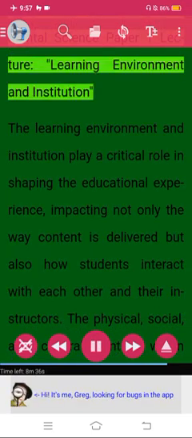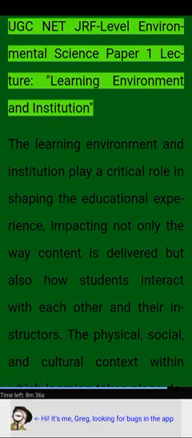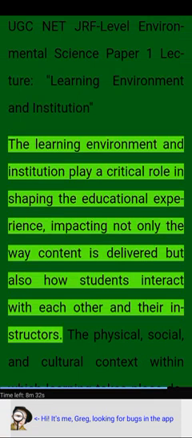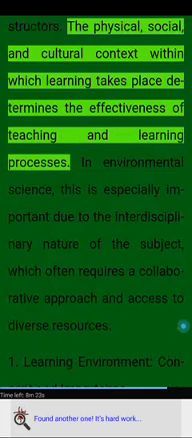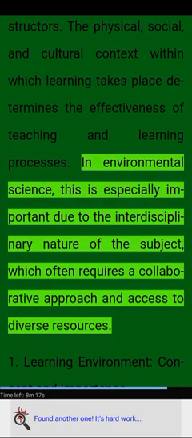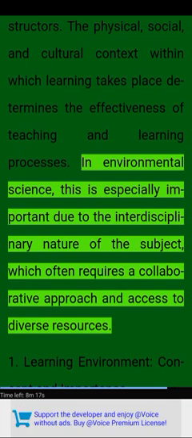UGC Net JRF Level Environmental Science Paper 1 Lecture, Learning Environment and Institution. The learning environment and institution play a critical role in shaping the educational experience, impacting not only the way content is delivered but also how students interact with each other and their instructors. The physical, social, and cultural context within which learning takes place determines the effectiveness of teaching and learning processes. In environmental science, this is especially important due to the interdisciplinary nature of the subject, which often requires a collaborative approach and access to diverse resources.